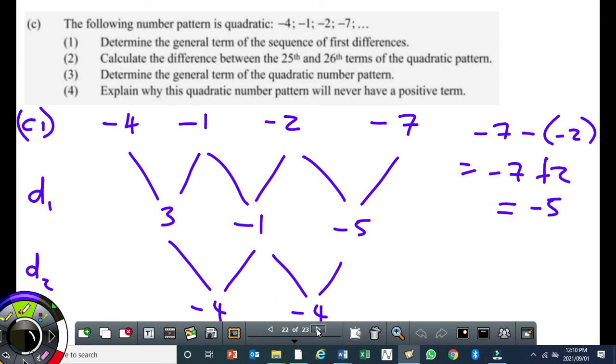Then number 3 says determine the general term of the quadratic number pattern. I have done that. Now I want to give you a clue as to why the second method was the best here, because if you find the general term in number 2, it means you have to repeat the same thing here. Do you understand what I'm saying? If you use method 1 to answer question 2, you have to repeat the determination of the general term in number 3. You need to rewrite it for part 3.